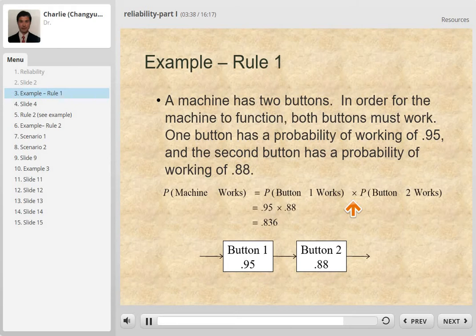So probability of button 1 works equals 0.95. Probability of button 2 works equals 0.88. We multiply them, we get 0.836. And this is the probability that the whole machine works.